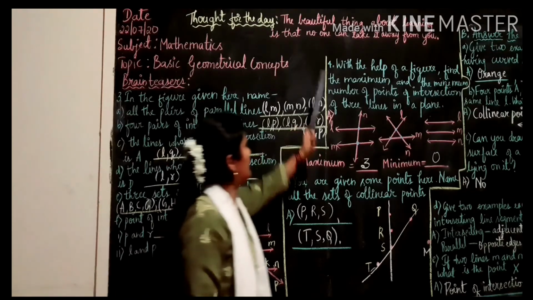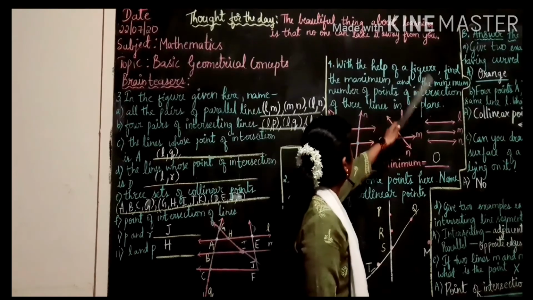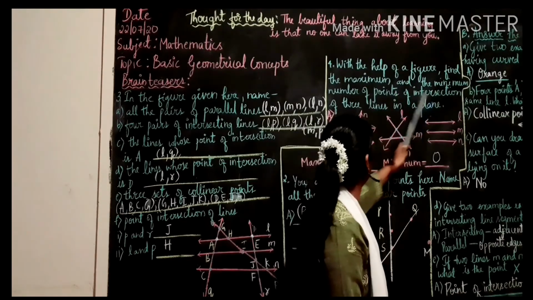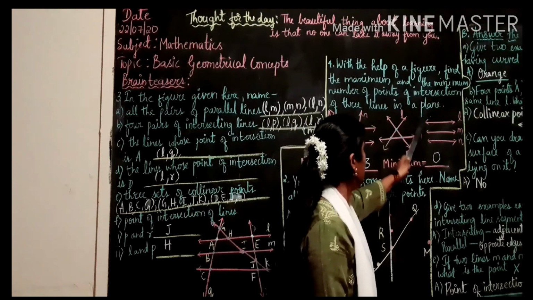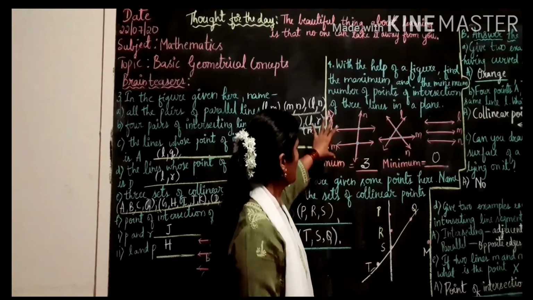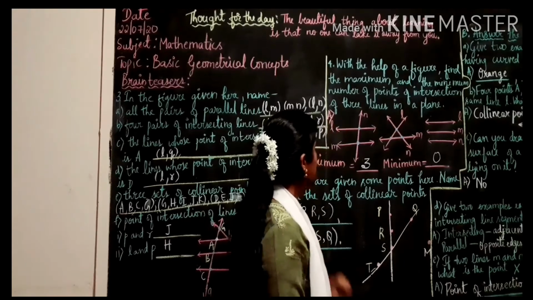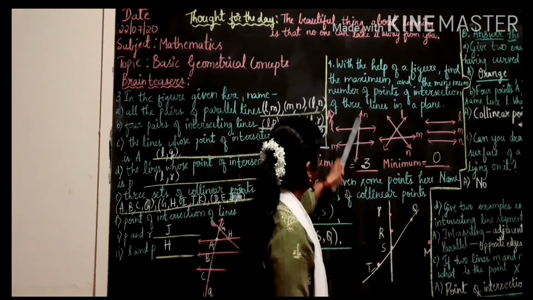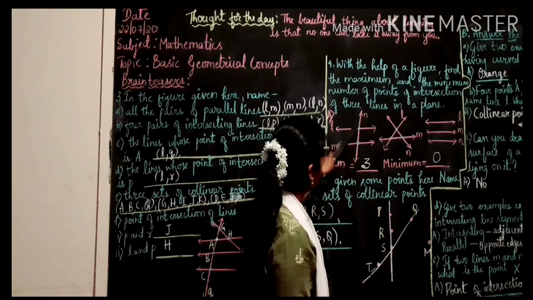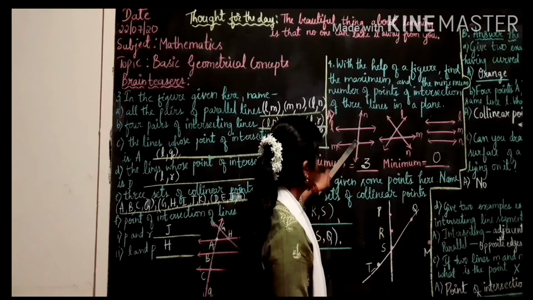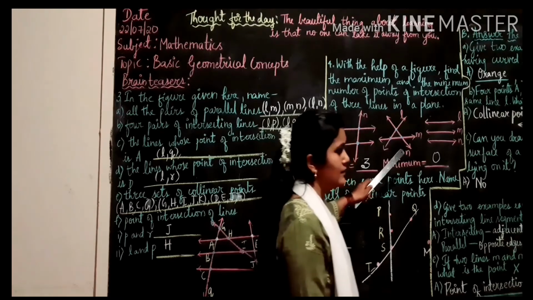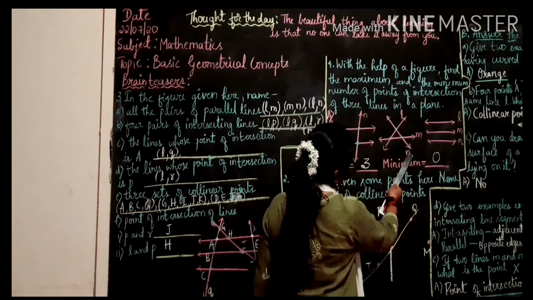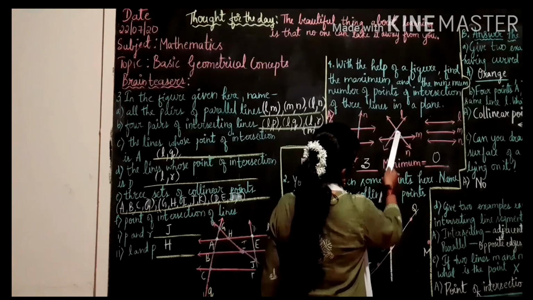Then you have question number 4. With the help of a figure, find the maximum and minimum number of points of intersection of 3 lines in a plane. Children, you have to draw 3 lines such that if I draw 2 lines parallel and the line N, they are intersecting at 2 points here. In the second case, you can observe the 3 lines L, M and N are intersecting at 3 points.